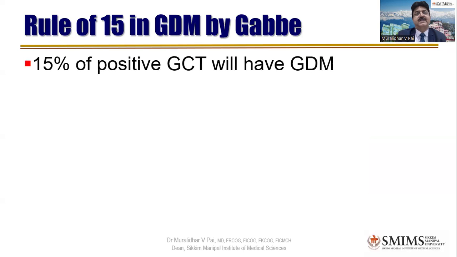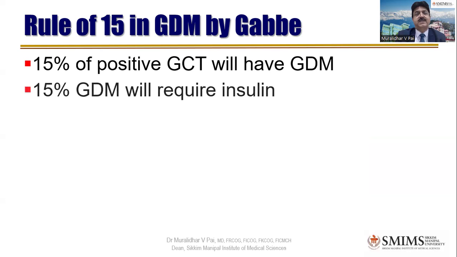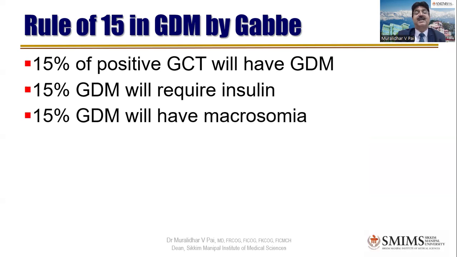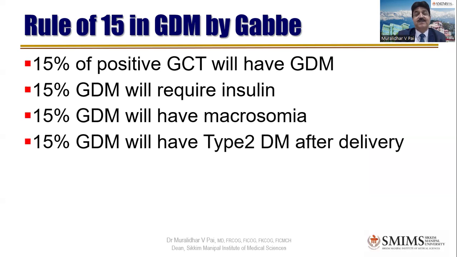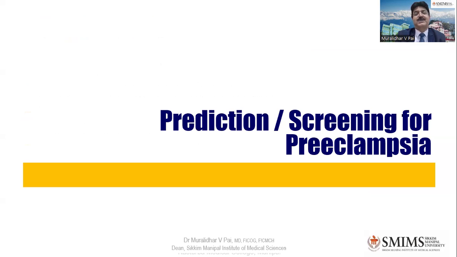So the rule of 15 in GDM, by Gabby, is that 15% of positive GCT will have GDM, 15% of GDM will require insulin, 15% of GDM will have macrosomia, and 15% of GDM will have type 2 diabetes later in life, within 15 years.